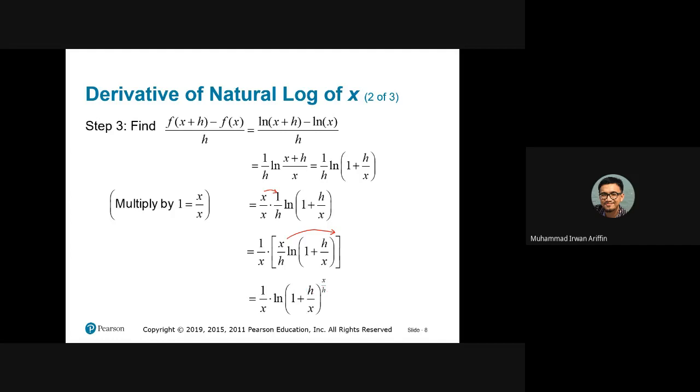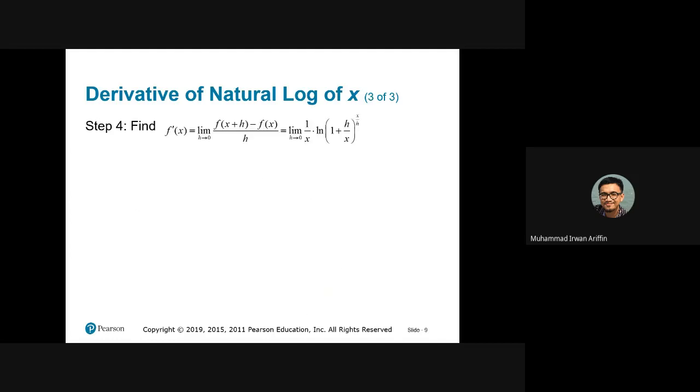Now step number 4 would be to find the derivative when we make h as small as possible. Is there any h here? There is no h here. So regardless of whatever happens to h, x would remain as it is. So this would be a constant from h's point of view.